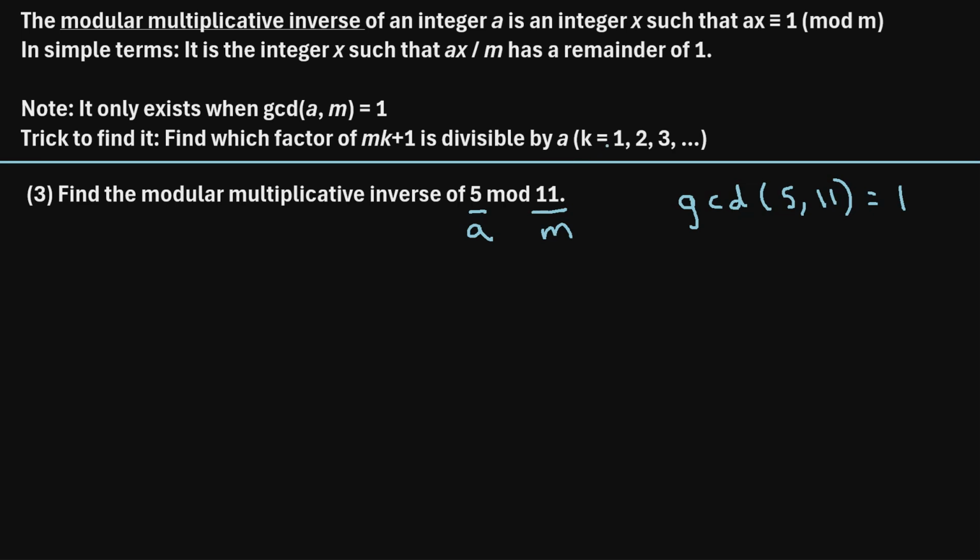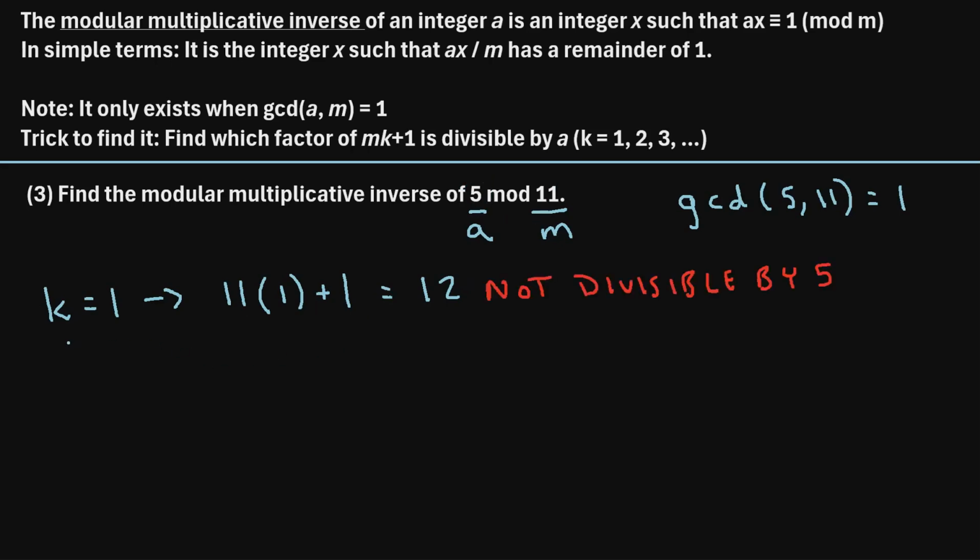So using this trick up here, we're going to start with a value of k equal to 1. If we plug that into this formula, here's what we get. M, so the m is 11, times 1 plus 1, that's 11 plus 1, which is 12. Is 12 divisible by 5? No, it is not. So then we'll move on to the next value of k, and we'll just keep working through these k values until we find a value that produces some number that is divisible by 5.